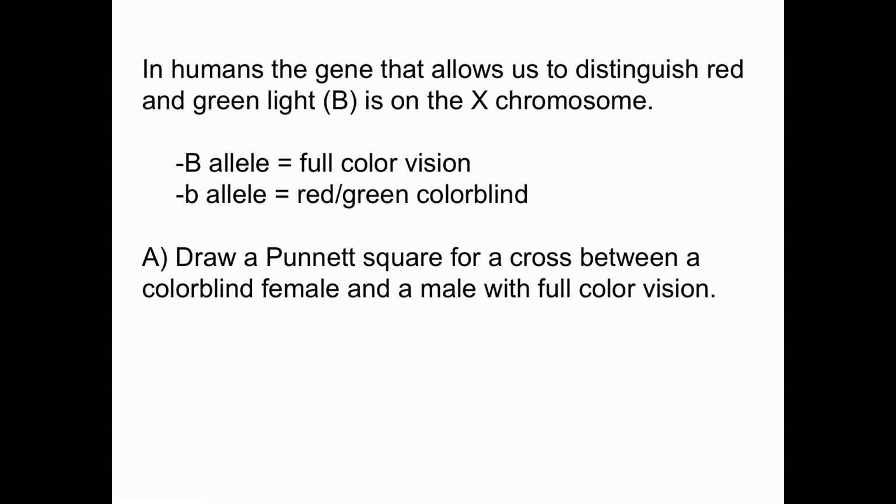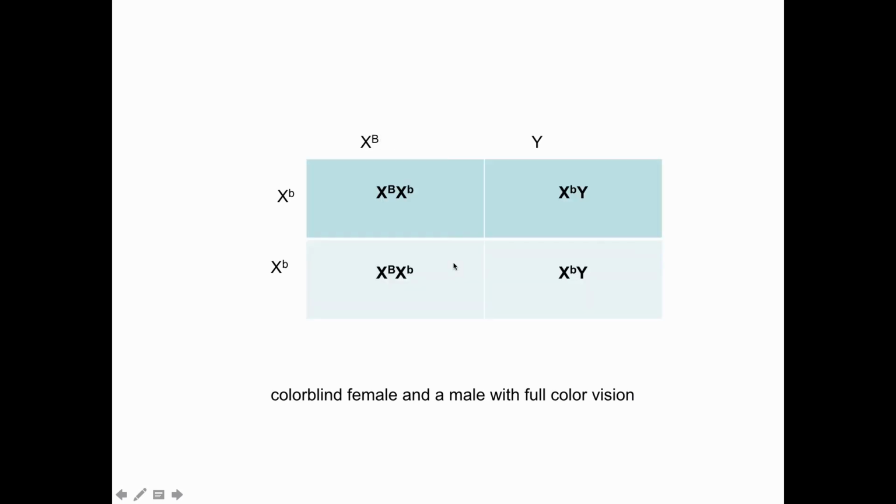Okay, so hopefully you had a minute to do that. So let's see how you did. So we're going to do our Punnett square with a colorblind female. In order for the female to be colorblind, this is X-linked recessive, so she has to be X little b, X little b. Those are her alleles. With a male with full color vision. So on his X, he's got a big B, he is not colorblind, and he has a Y.